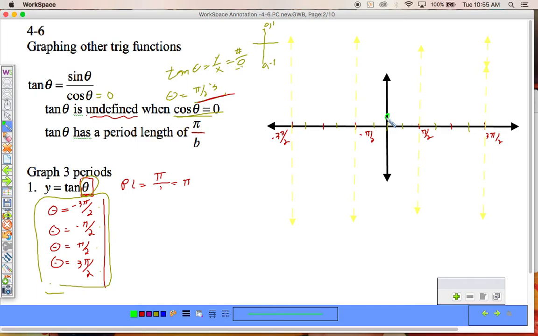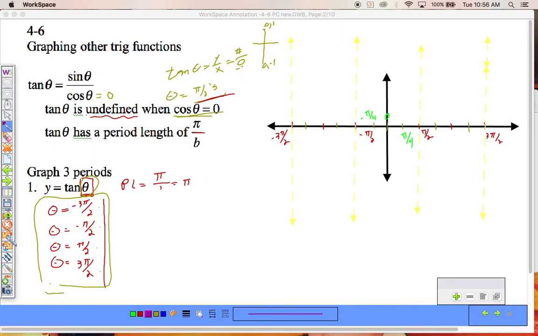All right, so now I need to find my quarters. Between 0 and 1/2, we know that's a quarter, and between 0 and negative 1/2 is going to be negative a quarter. So I'm going to use negative pi over 4 and pi over 4. In this distance right here, this is my period length. Whatever happens in that period, which is the distance pi, is going to happen here and here. So I'm going to draw one of these pictures and copy it into the other one.